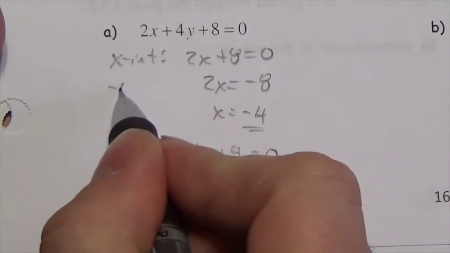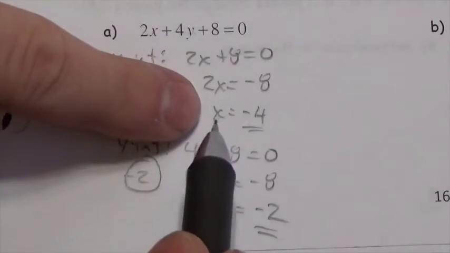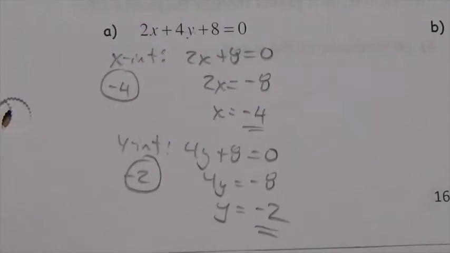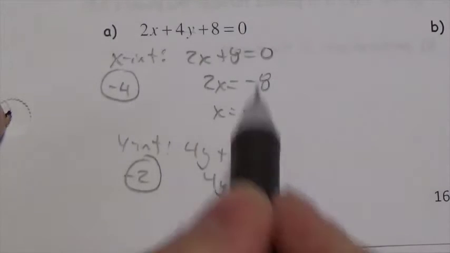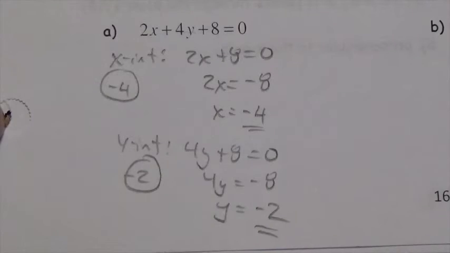So maybe we'd write it like this. Okay, negative 2. Simply because x equals negative 4 isn't actually an x-intercept, this is a line. Okay, to say x equals negative 4 is to give a vertical line, y equals negative 2 is to give a horizontal line.